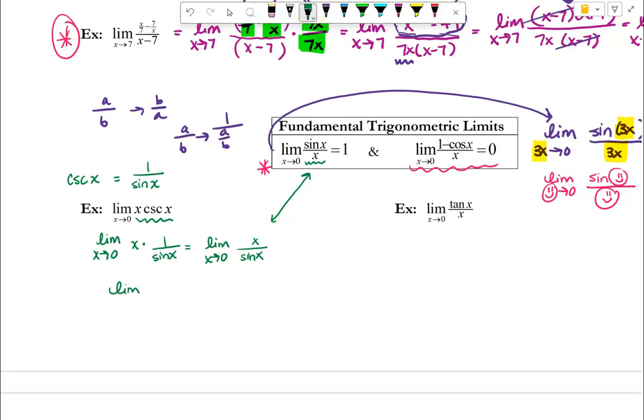So I could think of this as the limit as x approaches 0 of 1 over the reciprocal of this, which would be sine of x over x. So now when I plug this in, I'm going to end up getting our limit is 1 over 1, and that is just 1.